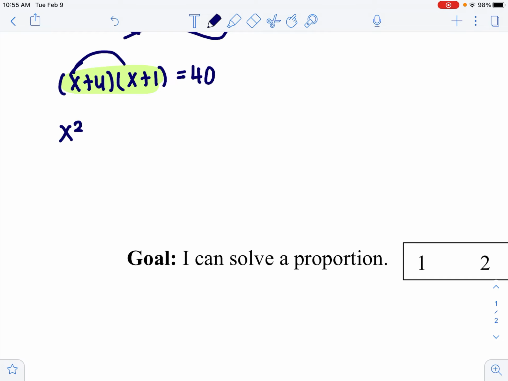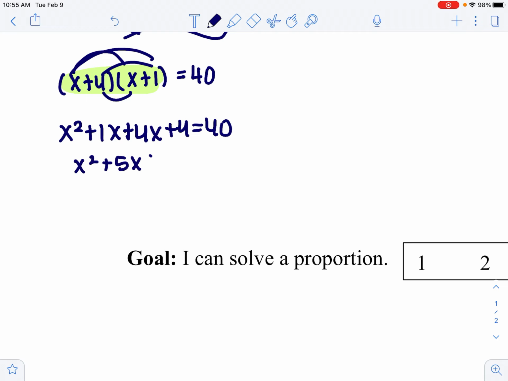Distribute: x times x, or first, is x squared. Outer is 1x. Inner is 4x. Last is 4 equals 40. So now I have x squared plus 5x plus 4 equals 40. Now if you look at this, this is a quadratic and it looks like I'm ready to solve it.